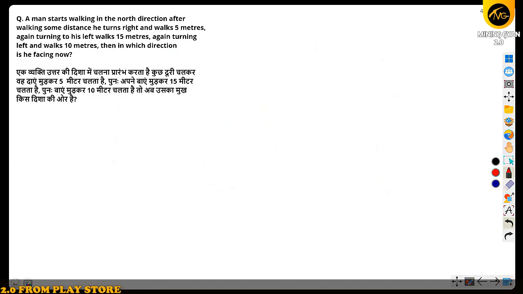Now the second question is: a man starts walking in the north direction. After walking some distance, he turned right. So first time he turned right and walks 5 meters, again turning to his left. So second time he turns left. Walk 15 meters, again turning left. So third time he turns left and walks 10 meters. Then in which direction is he facing now?